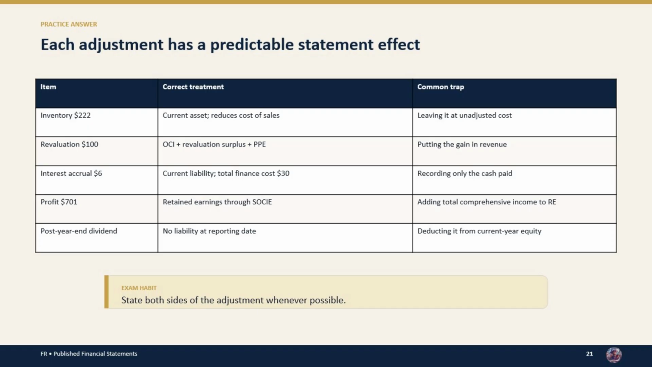Profit of 701 increases retained earnings through the statement of changes in equity. Do not add total comprehensive income to retained earnings, because other comprehensive income belongs in a separate reserve. A dividend declared after year-end creates no liability at the reporting date in this fact pattern. Stating both sides of an adjustment makes your reasoning visible.